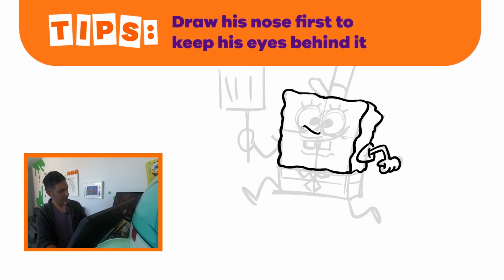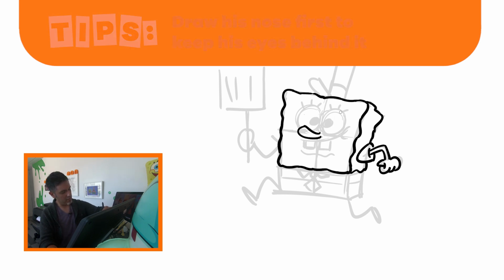And I'm going to draw his nose first because I have to draw his eyes behind the nose. So it's sometimes easier to draw the thing that's in front and then draw the things that are behind it so that you don't have to erase later. And then surprisingly, drawing a circle is probably the hardest thing to do.